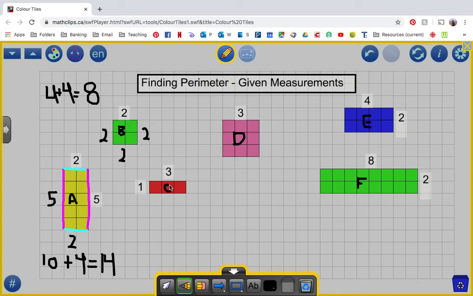So let's look at C, and let's use the same logic we just used over here. So we just said that because this length is 3, this over here must also be 3. So let's put that in and write that down.